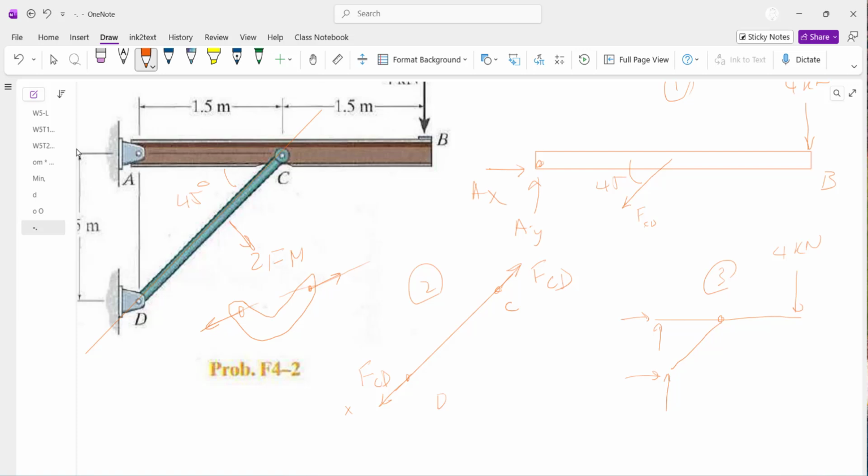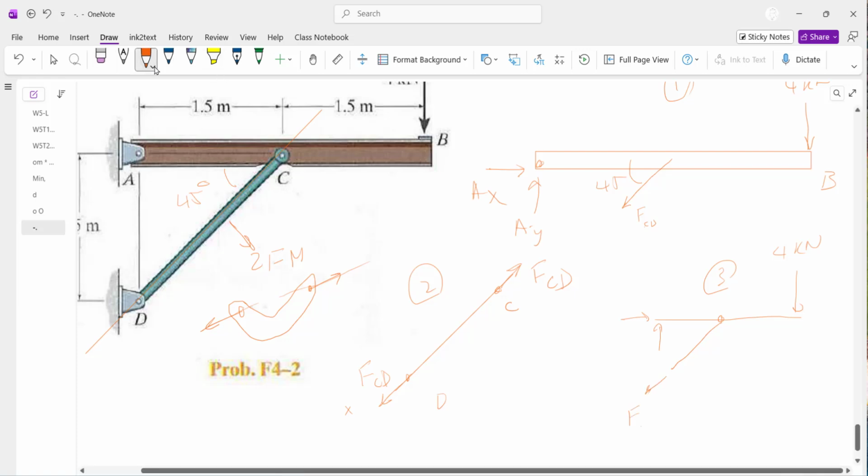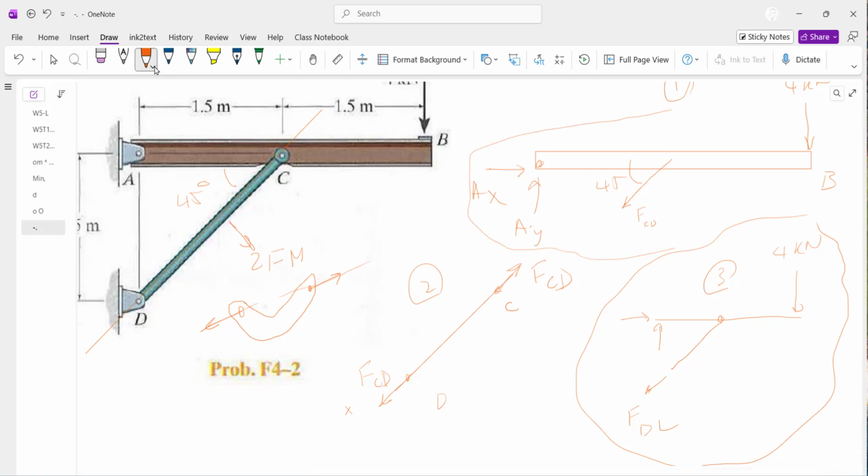Even if I go with the free body diagram including two members together, so the lower hinge, you would replace these two forces by one single force of FCD. So either you go with that free body diagram or this free body diagram, both of them are solvable. So let's keep it limited to one single rigid body as AB and try to solve that.